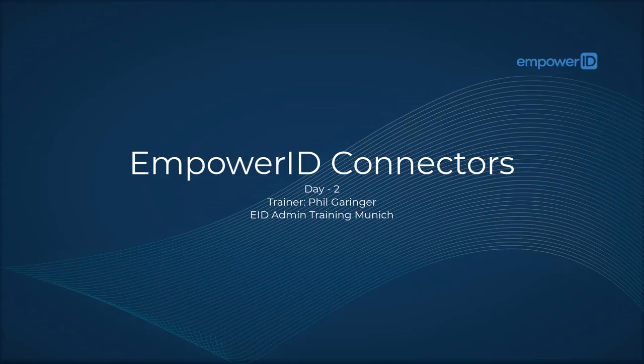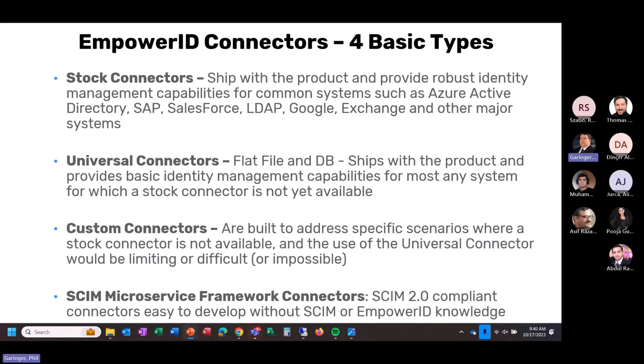Connectors. Alrighty. So we have four basic types of connectors with EmpowerID. You got your stock connectors. Those are the ones that ship fully defined, fully defined system connection definitions, like for Active Directory, SAP, Salesforce, where we simply have a UI that walks you through a wizard to configure it. You give your connection strings, your server, your endpoint, stuff like that, and it simply configures it. We're going to configure an Active Directory one here in just a little bit. So those are our stock connectors.